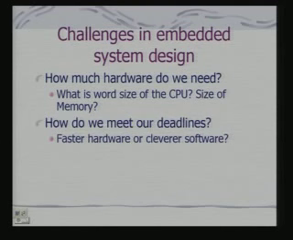Then how do we meet our deadlines? These are what deadlines? Not project deadlines, but deadlines to be met for a real time system, okay? Faster hardware or cleverer software. And in fact, there may be cases where I might write clever software, but it might still not meet my deadline on the CPU as it gets executed. I might require a faster CPU, but a faster CPU can mean extra cost. So, what do I do? I try to get a compromise.